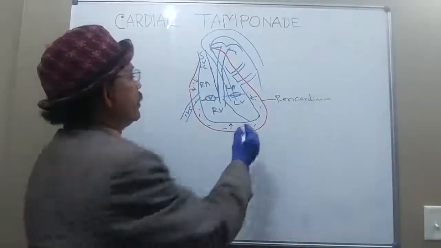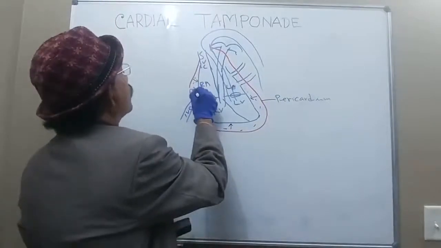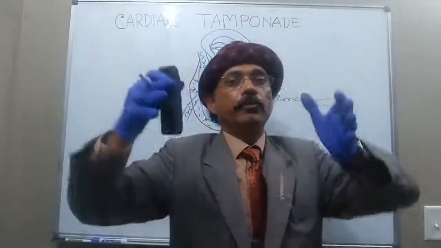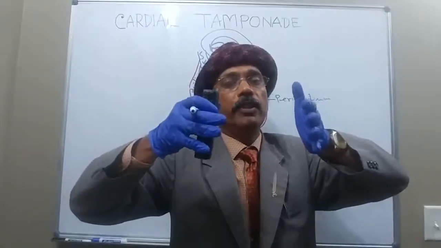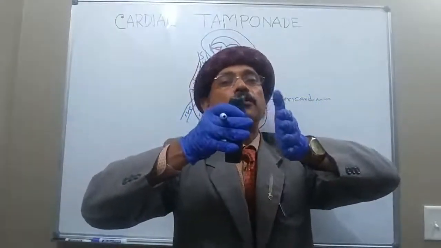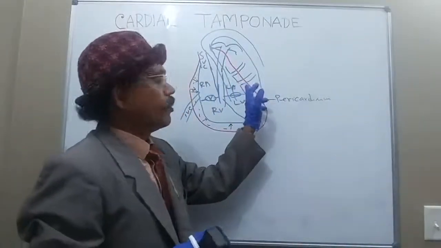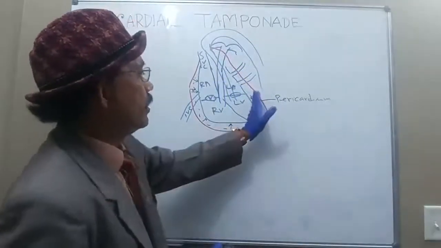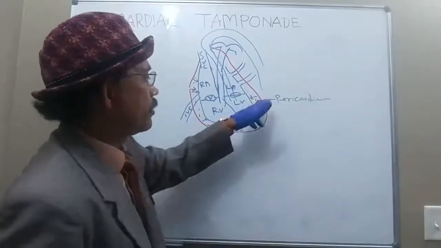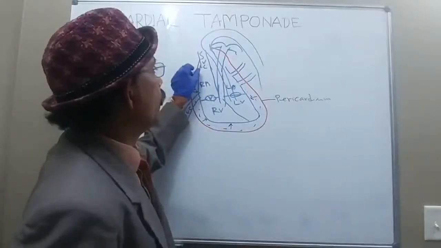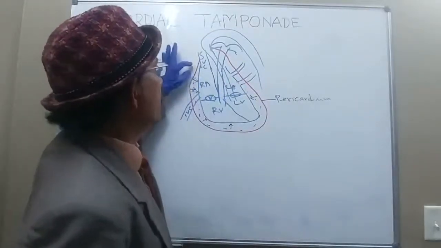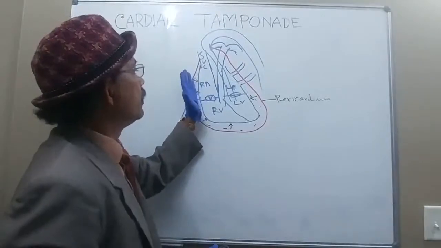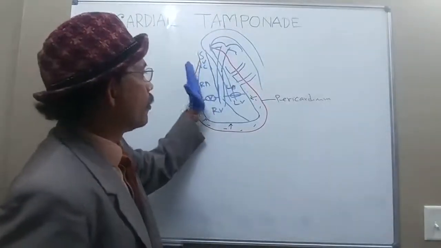So there will be compression on the wall of the heart. We know that the heart is a hollow muscular organ, so any excessive collection of fluid in the pericardial cavity will compress the heart chambers. The heart wall is composed of myocardial tissue present in all four chambers. The left ventricle wall is very thick. The right ventricle is less thick than the left ventricle. The atrial wall is even thinner than the ventricle, and the right atrial wall is very thin. So if there is collection of fluid, the right side of the heart will be compressed more.